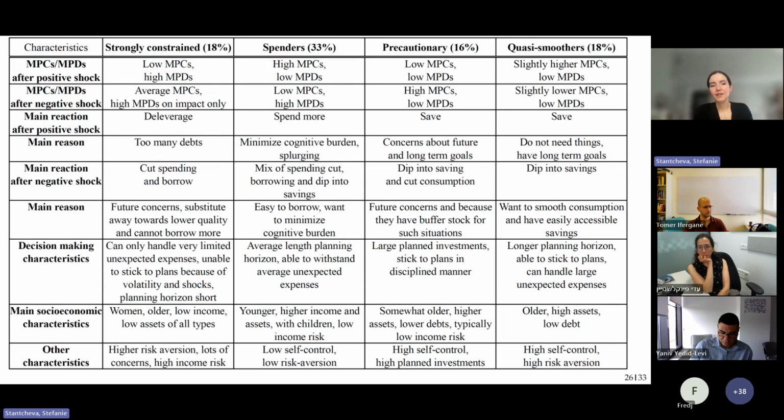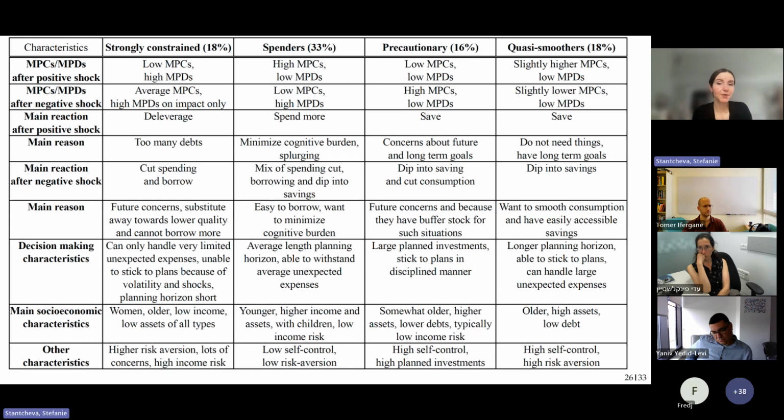And then after a negative shock, they have a mix of spending cuts, borrowing, dipping a bit into their savings. For them, it's relatively easy to borrow, and they generally don't put too much into their financial decisions. They are really into minimizing the cognitive burden. They're able to withstand pretty average unexpected expenses. They typically have lower self-control, low risk aversion.